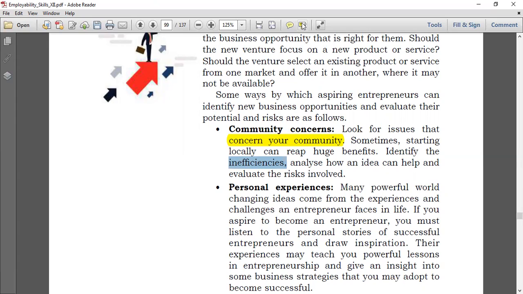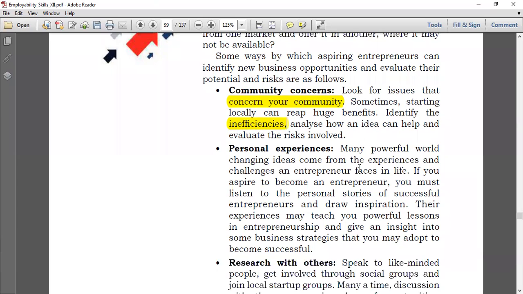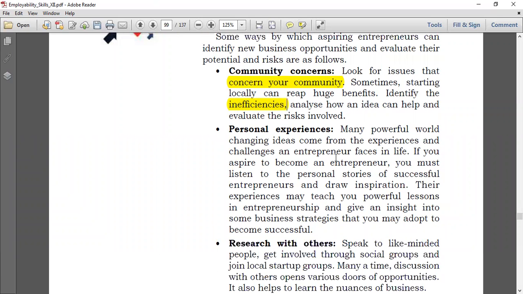Inefficiencies को identify करना and analyze that how you can create an idea which can help and evaluate the risk. So you should analyze that part also, right? So this is again a very important thing.